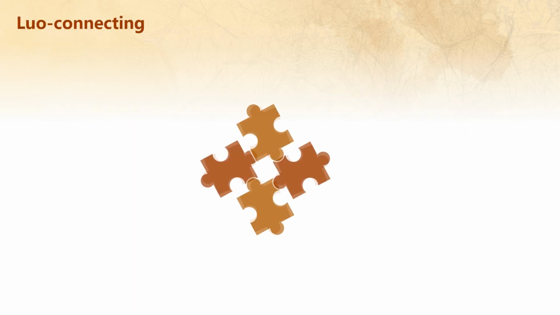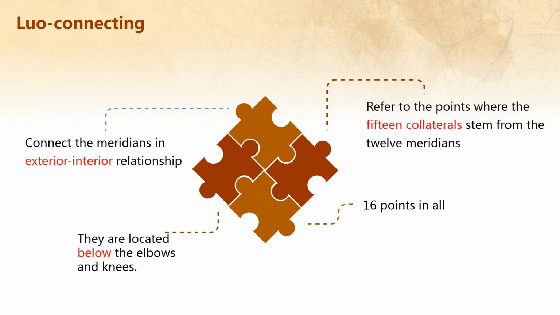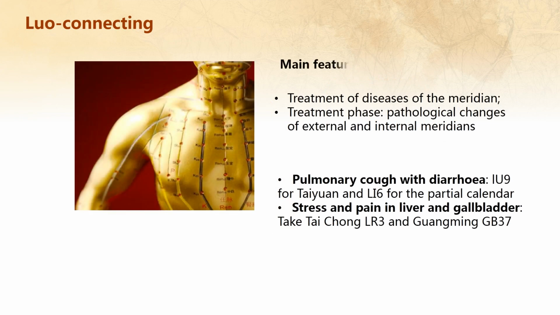The luo connecting points refer to the points where the 15 collaterals stem from the 12 meridians. They connect the meridians in exterior-interior relationship, and the amount is 16 points in all. Their main feature is the treatment of diseases of the meridians.